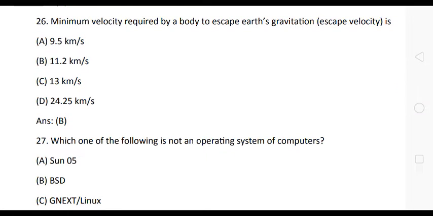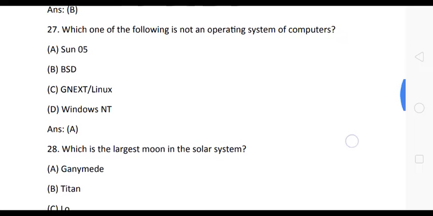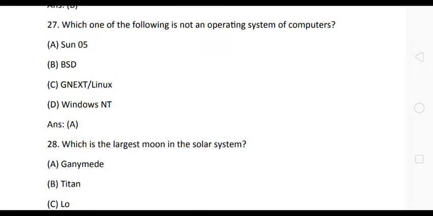The next question is, which one of the following is not an operating system of computers? The correct answer is option A, Sun OS is not an operating system of computers.